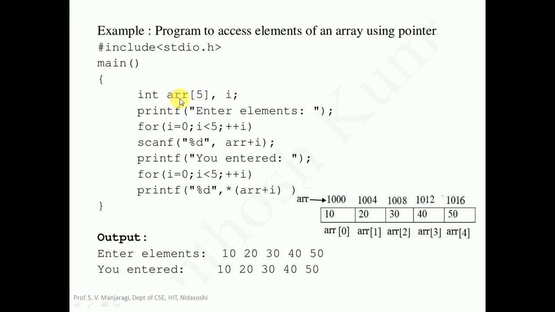So whenever an array is declared like this, in the memory there will be 5 memory locations reserved. Let us assume that the size of integer type is 4 bytes for 32-bit operating systems, and the base address of the array is 1000. The address of the second element will be base address plus index into size of the integer type. It will be 1004. Similarly, the third element address is 1008, then 1012, and the last address is 1016.